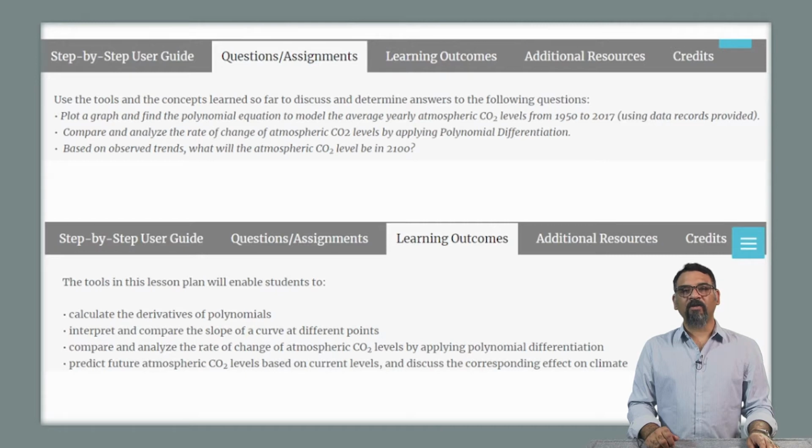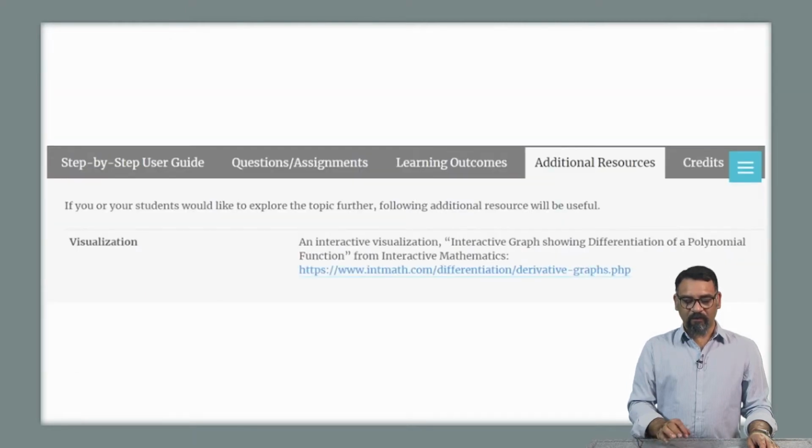These are all very interesting questions that your students would very much like to engage with, to even understand what will the atmospheric CO2 level be in the year 2100, how might surface temperature increase if this level continues to rise. The learning outcomes based on this lesson plan: your students will be able to calculate the derivatives of polynomials, interpret and compare the slope of a curve at different points, compare and analyze the rate of change of atmospheric CO2 level through the application of polynomial differentiation, and be able to predict future atmospheric CO2 levels.